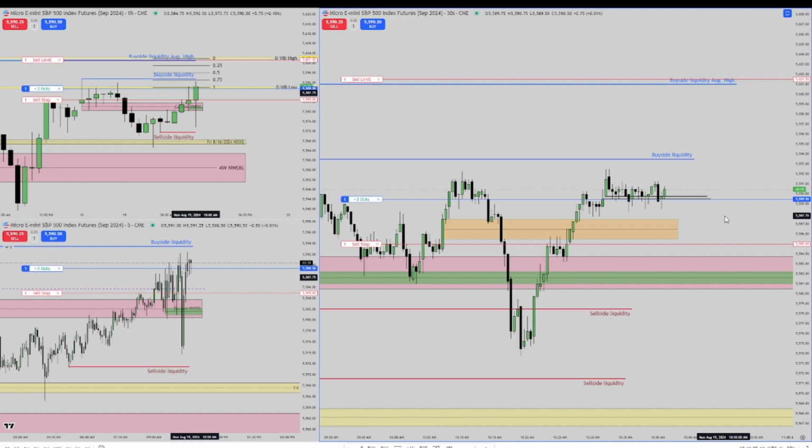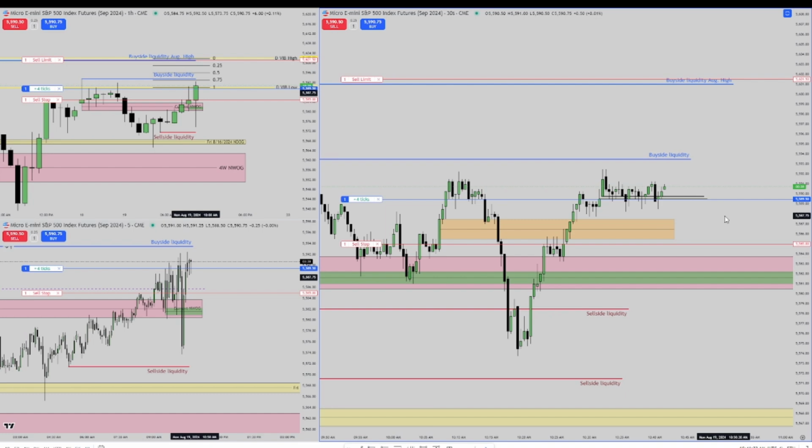It's kind of like market wizardry. That's the best way I like to think about it, is market wizardry. Okay, it's 10:41. I anticipate it to really start moving to that buy side liquidity, especially the first one right here, and then to really expand towards the second one. Yep.